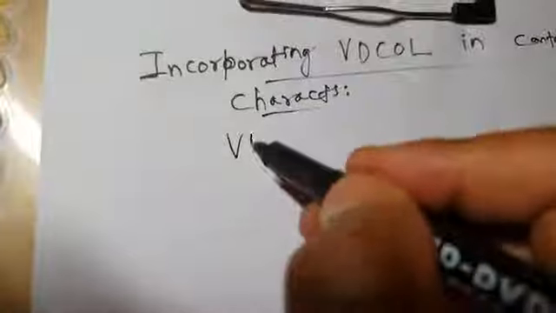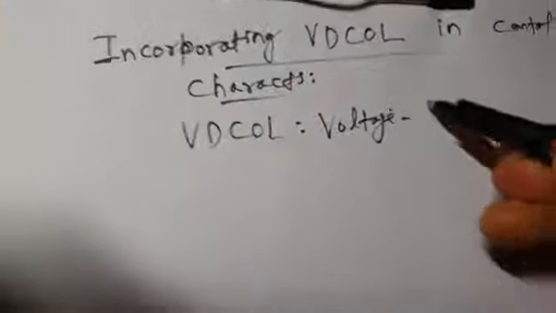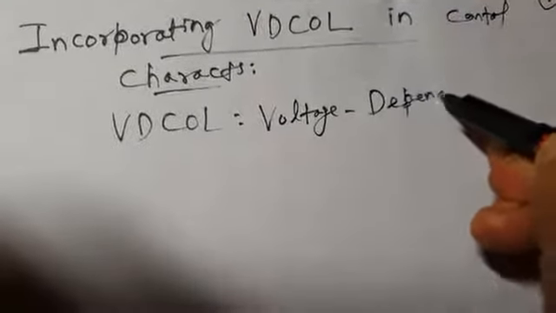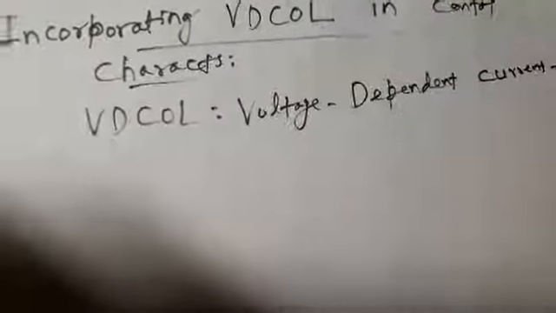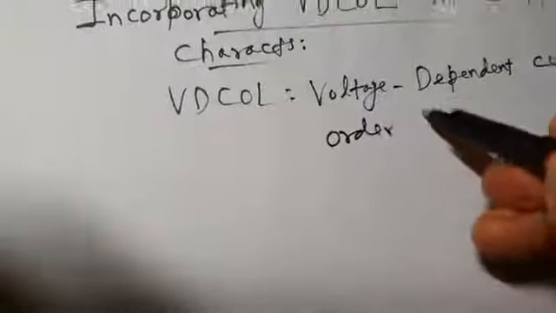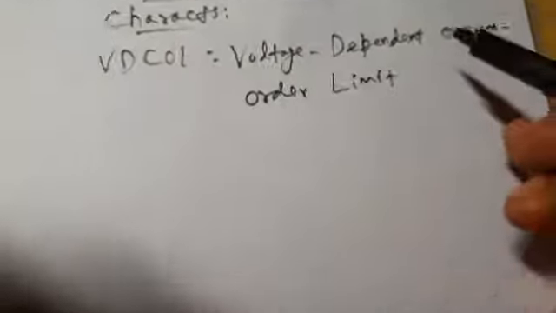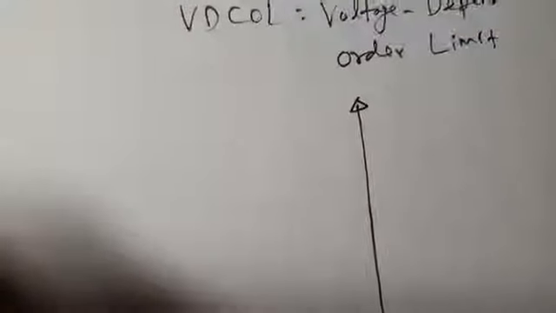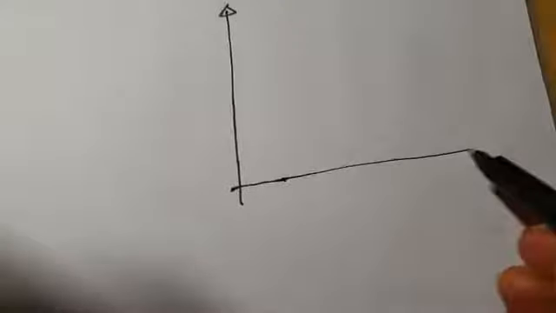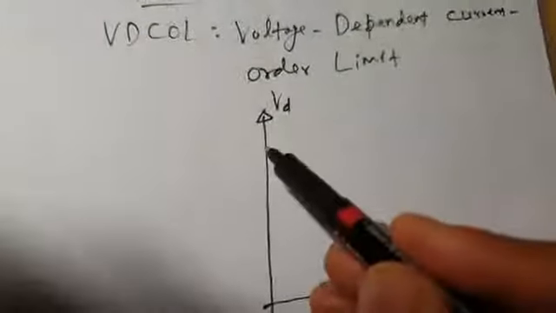Okay, VDCOL means V stands for voltage, D stands for dependent, C stands for current, O stands for order, and L stands for limit. Voltage dependent current order limit, VDCOL. So let me first draw and incorporate this VDCOL, and then I will explain. I have to incorporate this VDCOL in the control characteristics, so my control characteristics will get further modified like this.